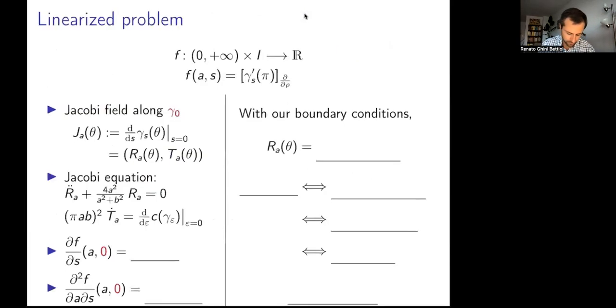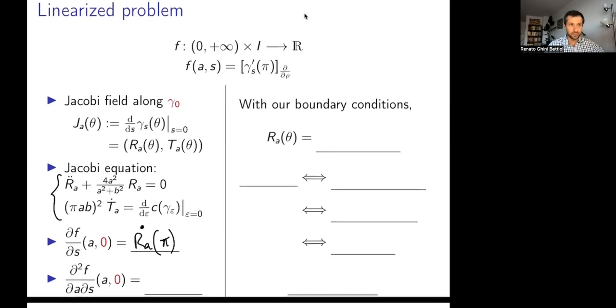Okay, so again, remember theta is monotonic, so I can parameterize it in terms of theta. And the Jacobi equation is the linearization of the ODE system I had upstairs, and it looks like this. So the derivative df/ds will be precisely given by the endpoint value. So this is R_a dot when theta reaches pi. And the mixed derivative, again, is d/da of this endpoint value.